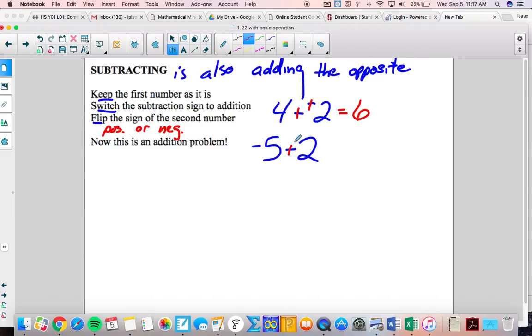The second number originally was positive. We now need to make it negative. So we have negative 5 plus negative 2. I owe someone $5 and I owe someone $2. So that's a negative 7.